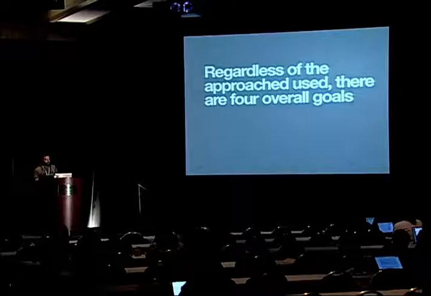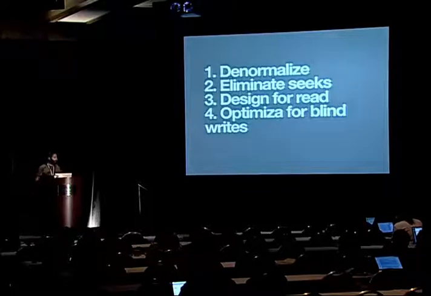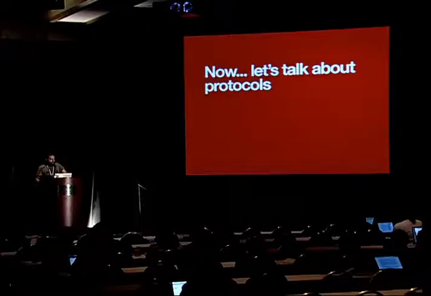So regardless of the approach we use, there are four overall goals when you try to design something for Cassandra. You denormalize, right? Joins are expensive. Joins don't scale. Anybody that tells you different is selling something. You try to eliminate seeks, and you design for reads and optimize for blind writes. That's really the way to fully take advantage of a columnar data store like this. So with that background, let's take a look at protocols.